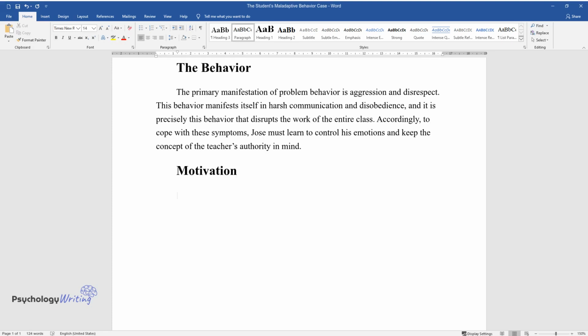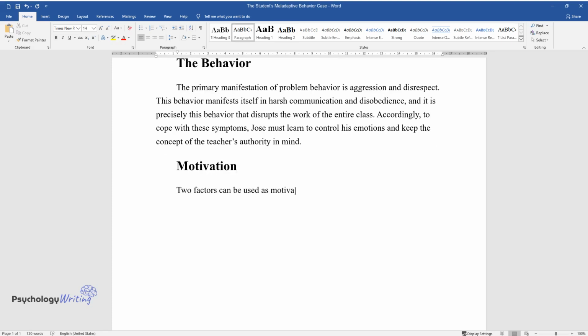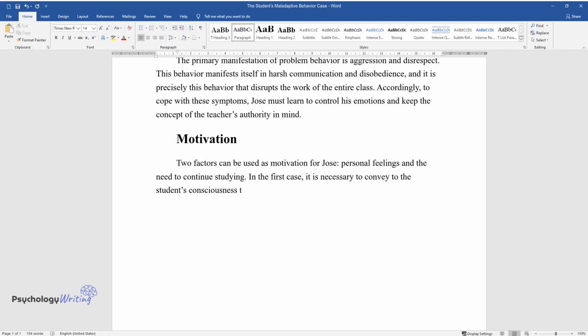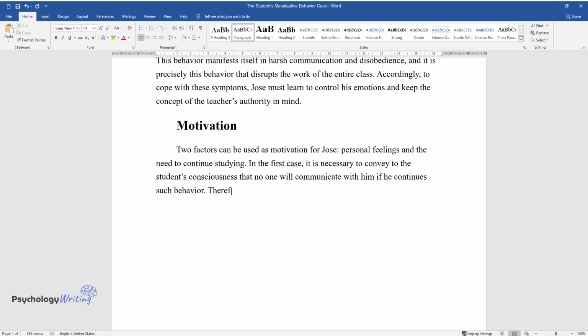Motivation. Two factors can be used as motivation for Jose: personal feelings and the need to continue studying. In the first case, it is necessary to convey to the student's consciousness that no one will communicate with him if he continues such behavior. Therefore, he will not be able to receive attention.